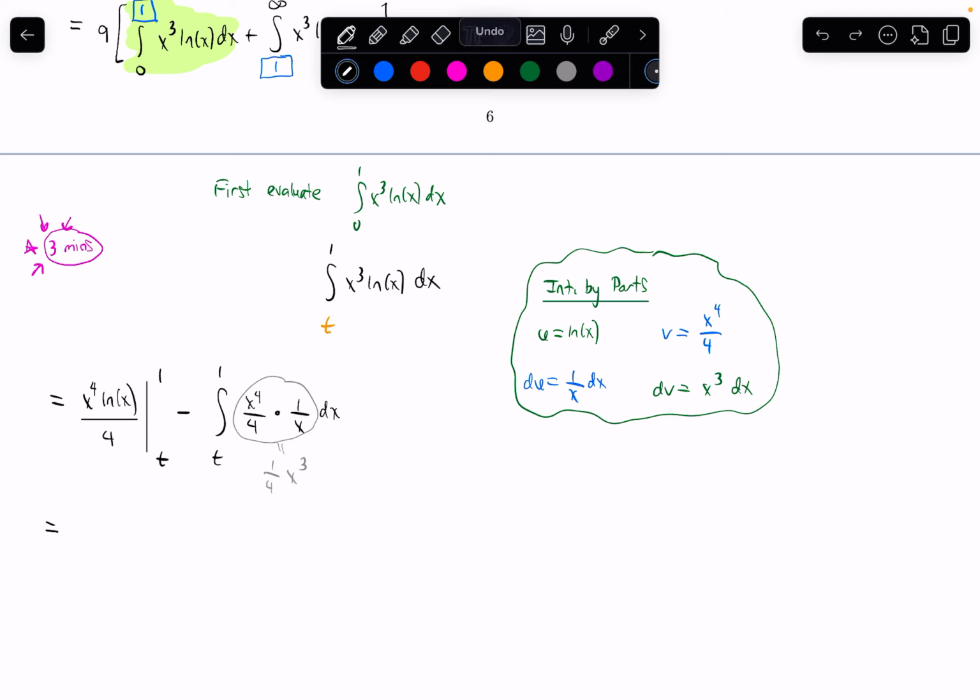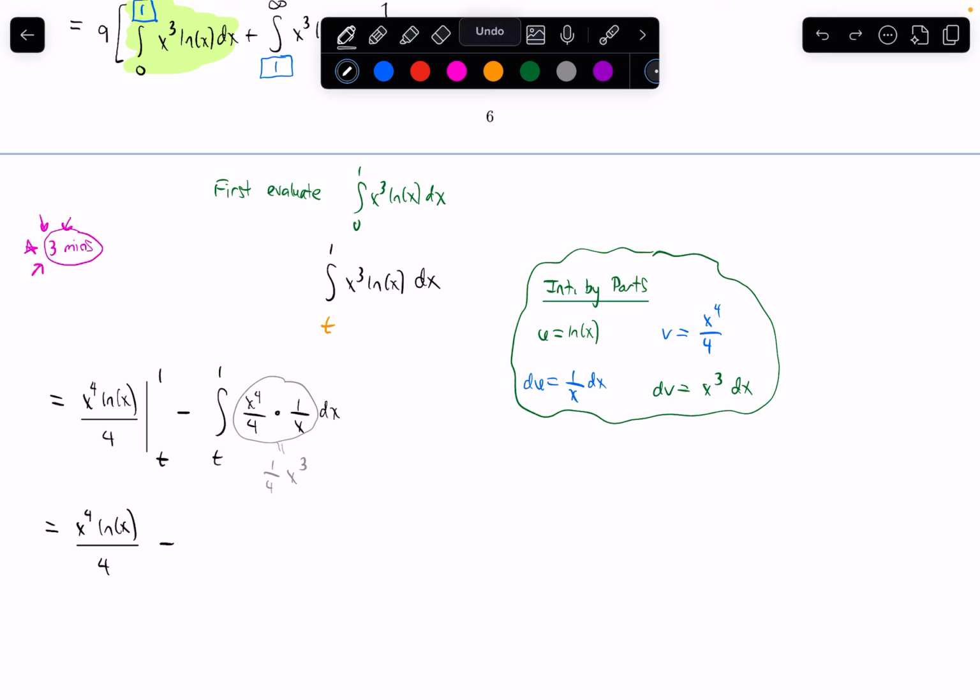So this first part, I just leave it as it is. I got x to the 4 times ln of x all over 4. And then instead of plugging in the 1 and the t right now, because I'm also going to have to plug in the 1 and the t into this part when I do the antiderivative, let's just work out that antiderivative, and then I'll plug the 1 and the t into the whole thing then.